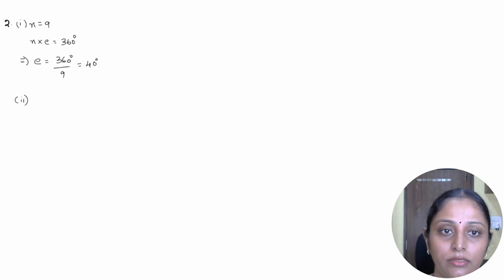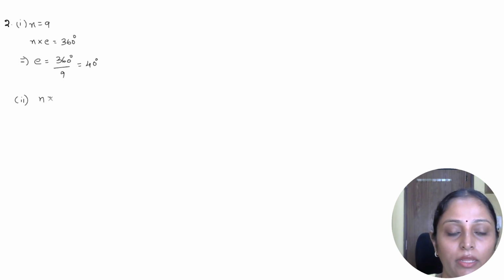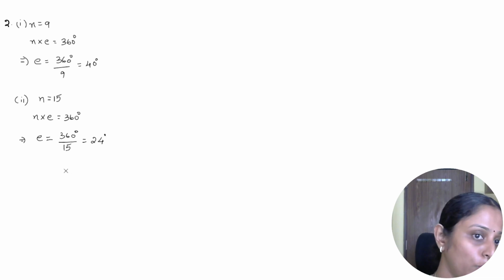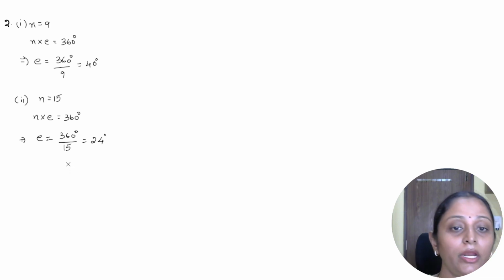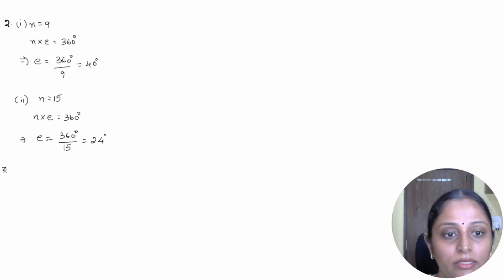Second bit is n is equal to 15, so the number of sides is 15. So n into e is equal to 360 degrees, implies each exterior angle is equal to 360 divided by 15, which is nothing but 24 degrees. So each exterior angle is of measure 24. Next question.